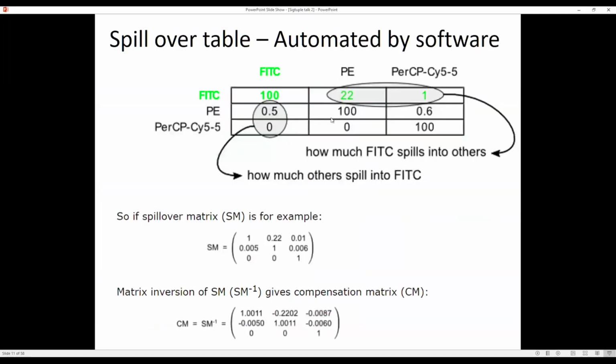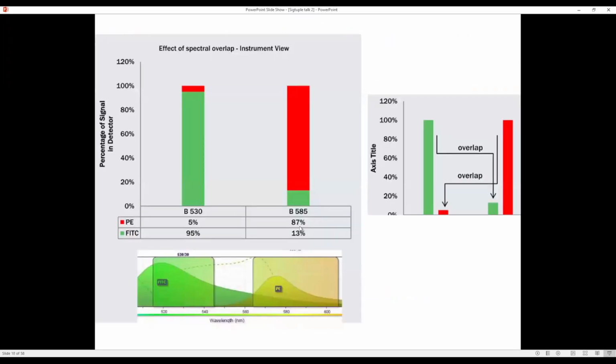So this is the spillover table. This table is called a spillover table. You can see that 100% of FITC is going into FITC, which is very good, but you can see that 22% of FITC light is also going into PE, which is not good. And some amount of light is going to the other detectors also. Similarly, in PE, 100% of PE goes into PE, but there is some spillover into FITC, right? So when you make a table or a matrix like this, that is called a spillover matrix. Basically, you are getting the percentages of spillover here.